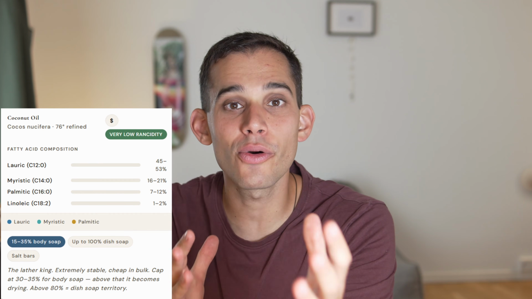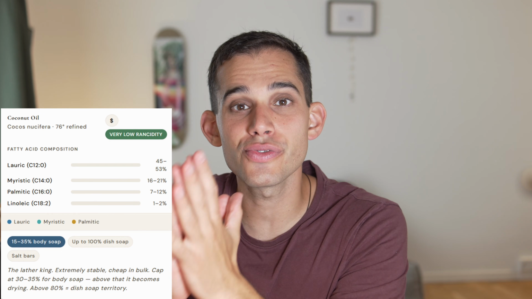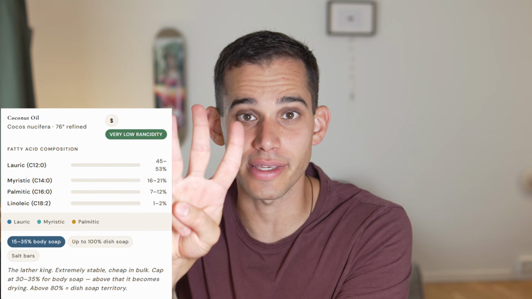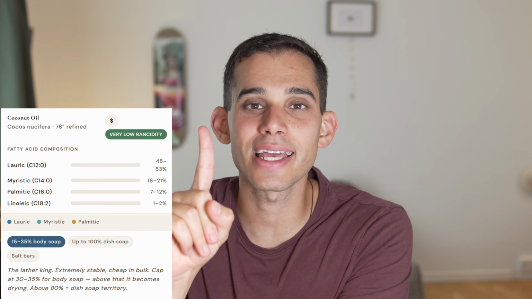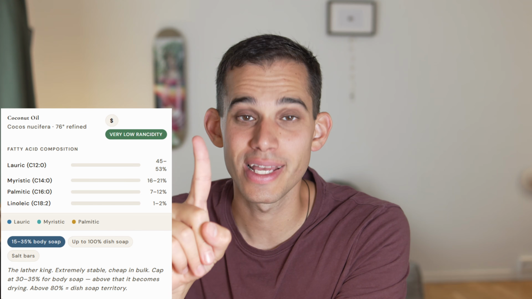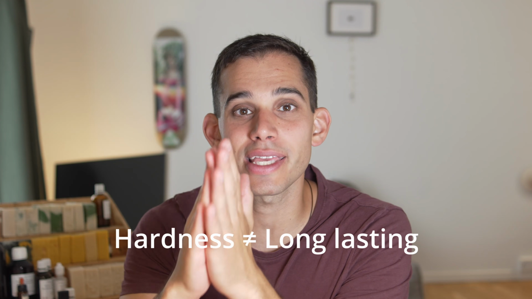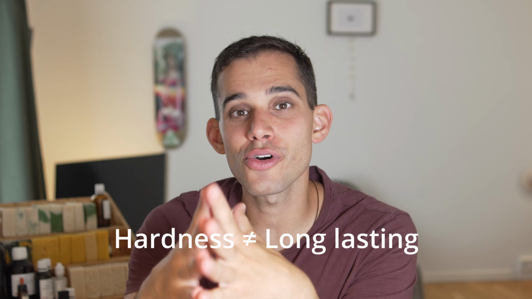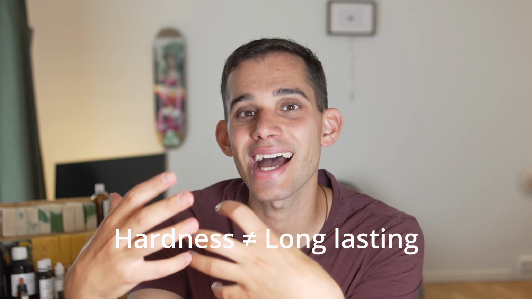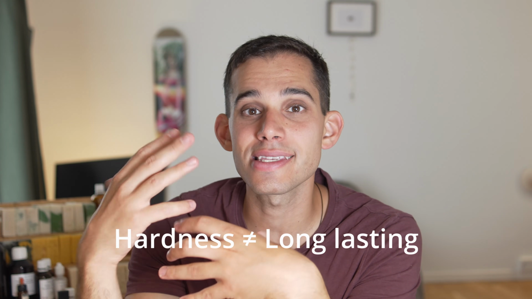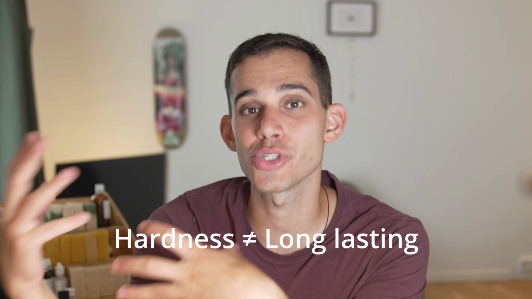Coconut oil is high in lauric and myristic acid, and those 2 fatty acids, they do 3 things. Number 1, they add a lot of bubbles to your soap. Number 2, they add a lot of cleansing power to your soap. And number 3, they actually add a lot of hardness to your soap. Bear in mind that hardness does not equal long lasting. So a soap that is very hard because it's high in coconut oil, it doesn't necessarily mean that it's a long lasting soap. It just means that it's a very hard soap.